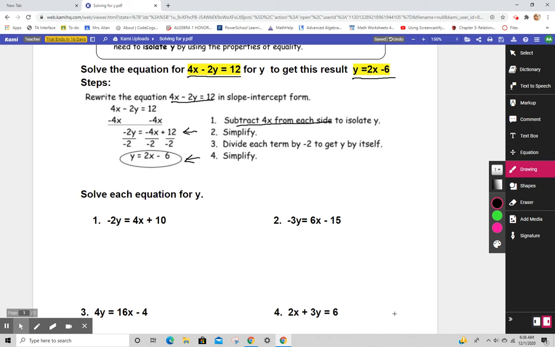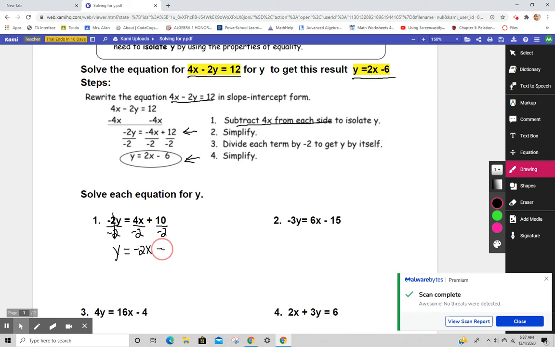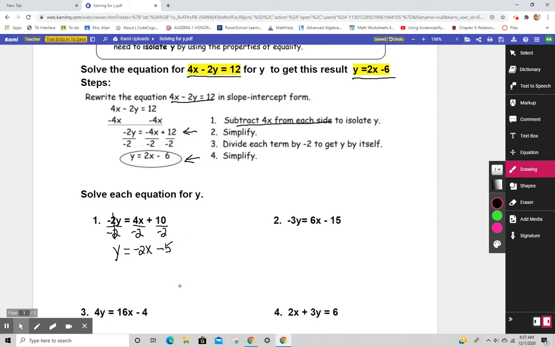All right, so here's our first example. Actually, there's only one step in this equation here to solve it in terms of y. We just need to divide each term by -2 to isolate for y and get it by itself, okay? So we'll have y here equals -2x minus 5. Okay, some equations will require a little more work than others, and some will not require as much.